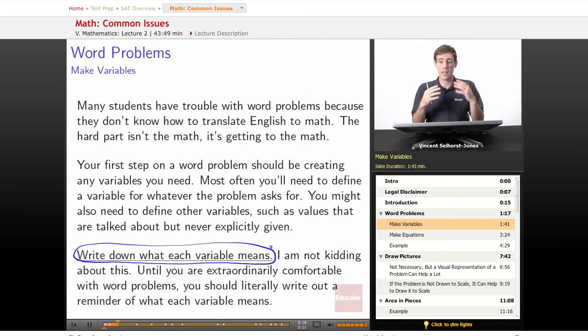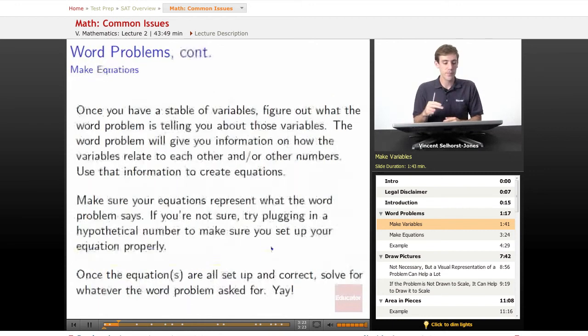Keeping track of what you're doing is like the most important skill in math and a lot of sciences. And if you can't do that, you're not going to be able to get anywhere. And the first step to doing that is writing down what variables mean. Next thing you want to do is you want to make equations. So you have this stable of variables, then you want to figure out what the word problem is telling you about those variables.